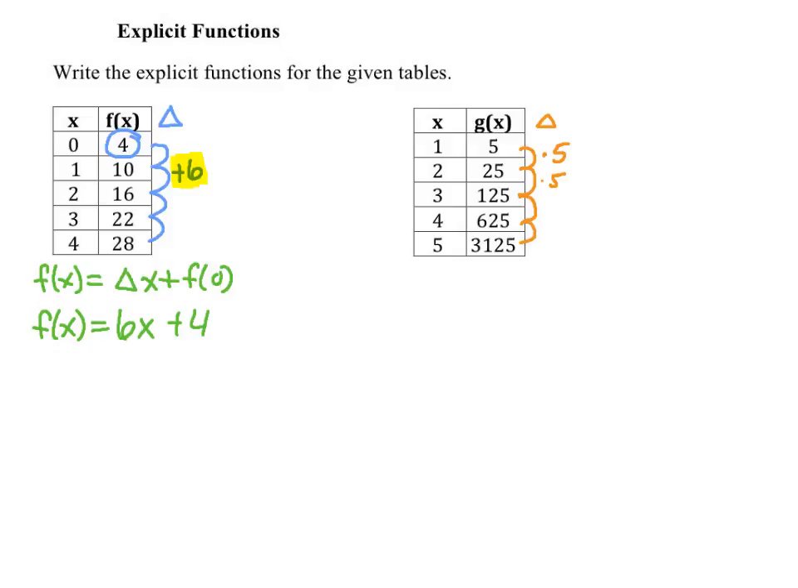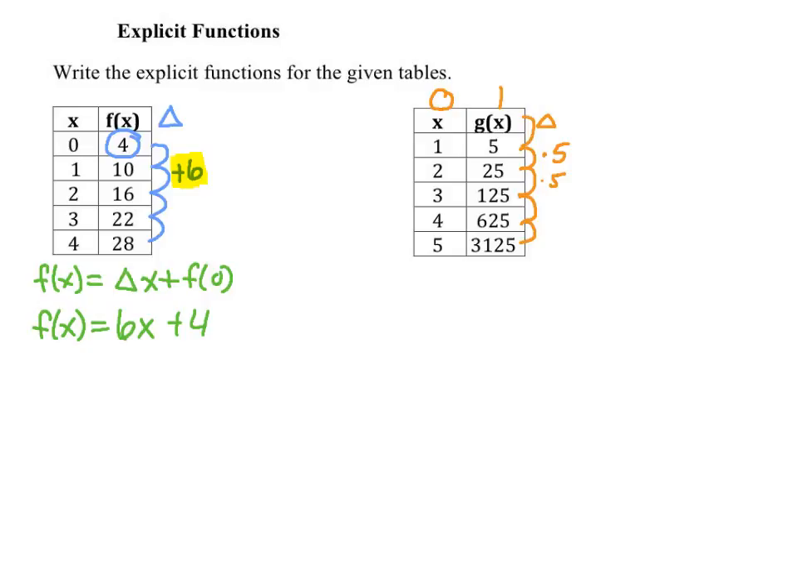Now, to find my f of 0, I need to find the output of 0. Well, I don't have an input of 0, so I need to go backwards 1. Now, as I go down the table for my y values, I multiply by 5. So to go backwards, I'm going to divide by 5. So 5 divided by 5 is going to be 1.